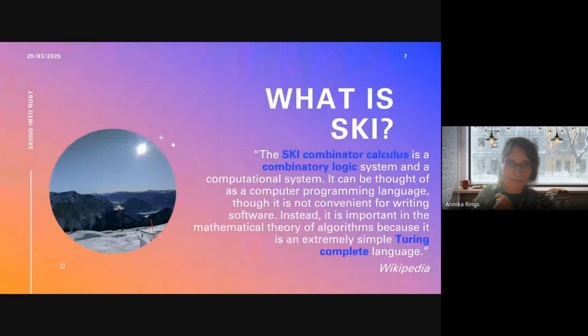So what is ski? The SKI combinator calculus, this is what Wikipedia says about it. The SKI combinator calculus is a combinatory logic system and a computational system. It can be thought of as a computer programming language, though it is not convenient for writing software. Instead, it is important in the mathematical theory of algorithms because it is an extremely simple Turing-complete language. And these highlighted words are going to come up a bit throughout the talk. So it's not a programming language, but rather it lives in a branch of maths called combinatory logic.